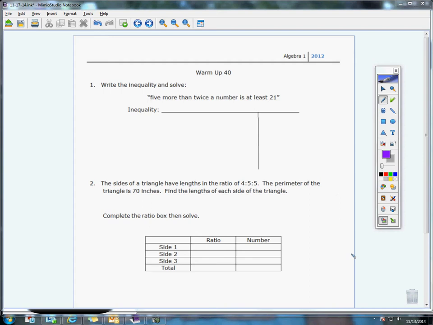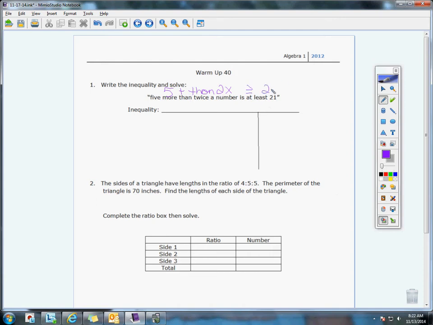Alright, so it's going to start with your warm-up. It says write the inequality and solve: 5 more than twice the number is at least 21. So we have 5 more than twice the number, so that's going to be our 2x. If you remember your inequalities, at least means it is going to be greater than or equal to 21. You have your keyword than. Than means flip. Okay, so we have 2x plus 5 is greater than or equal to 21.